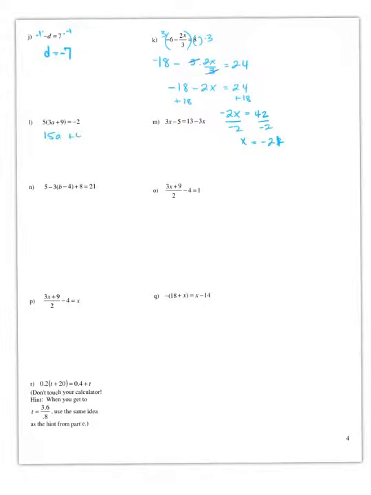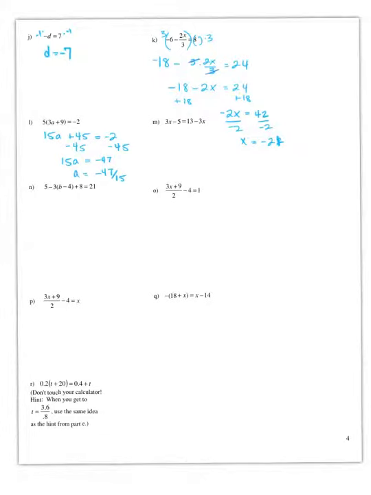In the next problem, we distribute the 5. We get 15a plus 45 equals negative 2. Now subtract 45 from both sides. We get 15a is equal to negative 47. And finally, we can divide both sides by 15, which will give us negative 47 over 15.